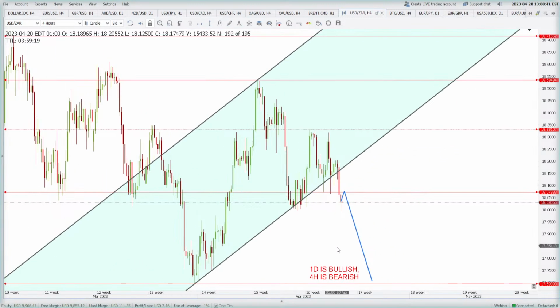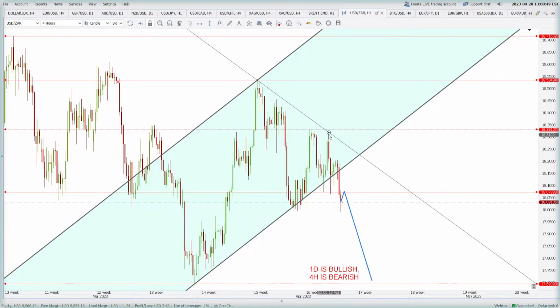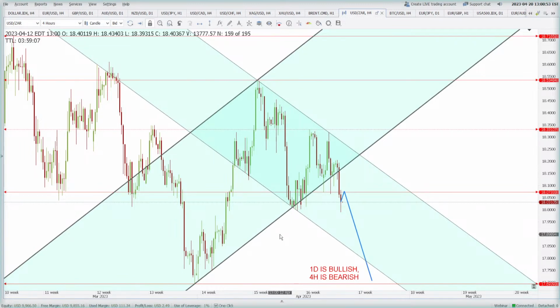But we are expecting the 4-hour to turn bullish so that it aligns with the daily trend, and we can go long again in the dollar against the South African rand. This is what we are looking for now.